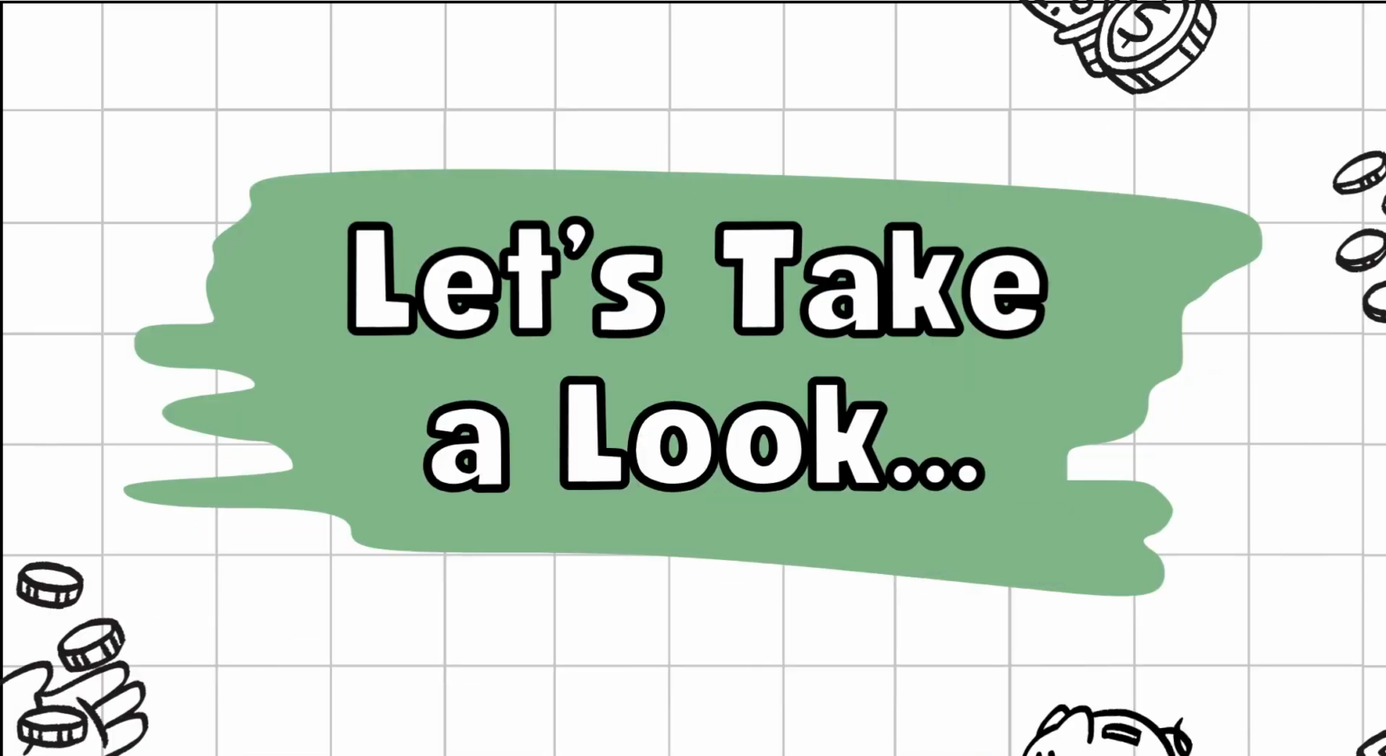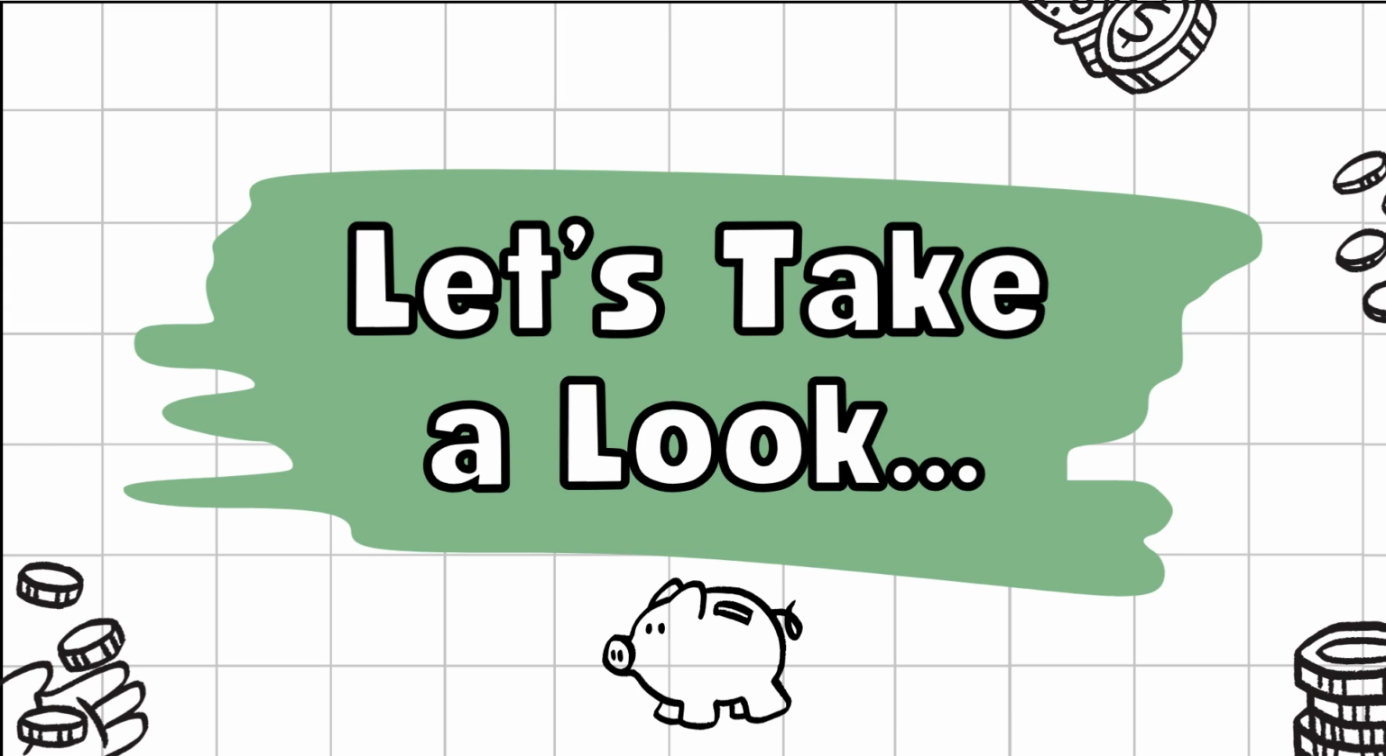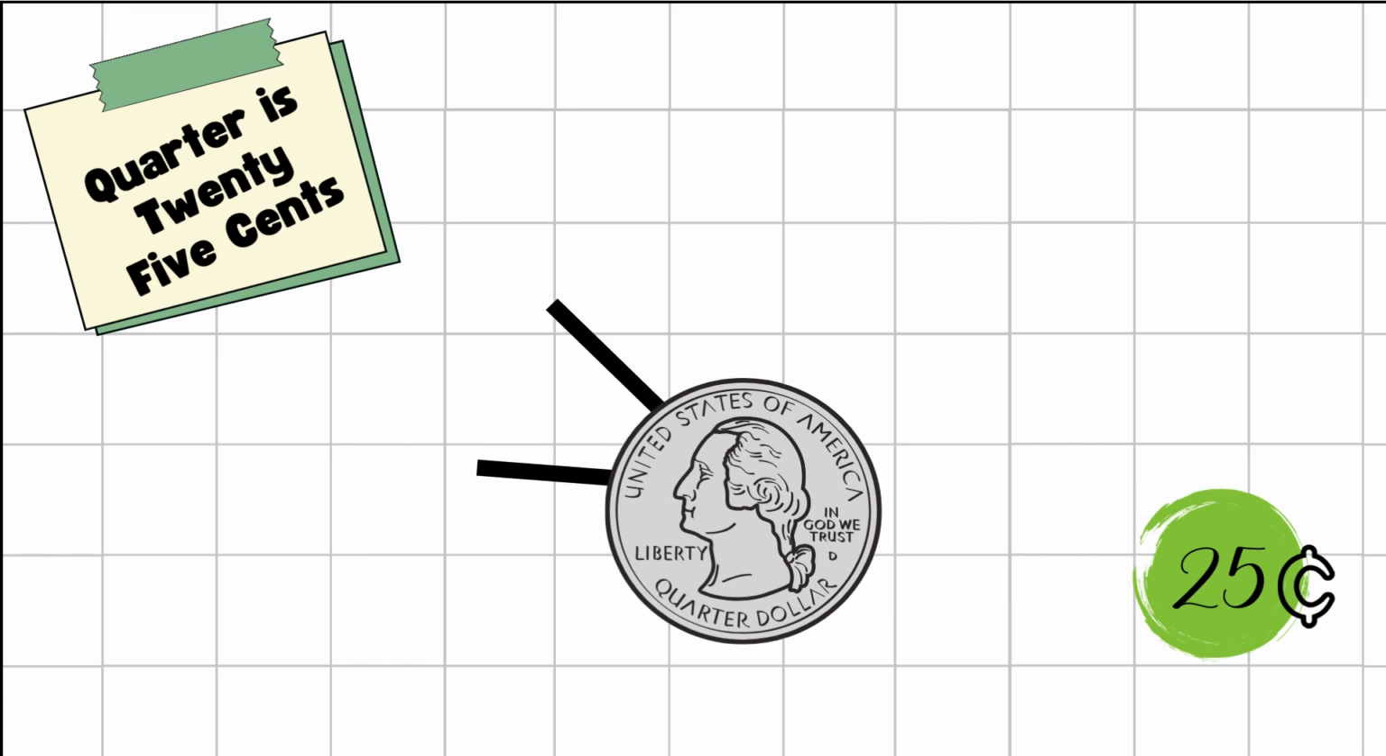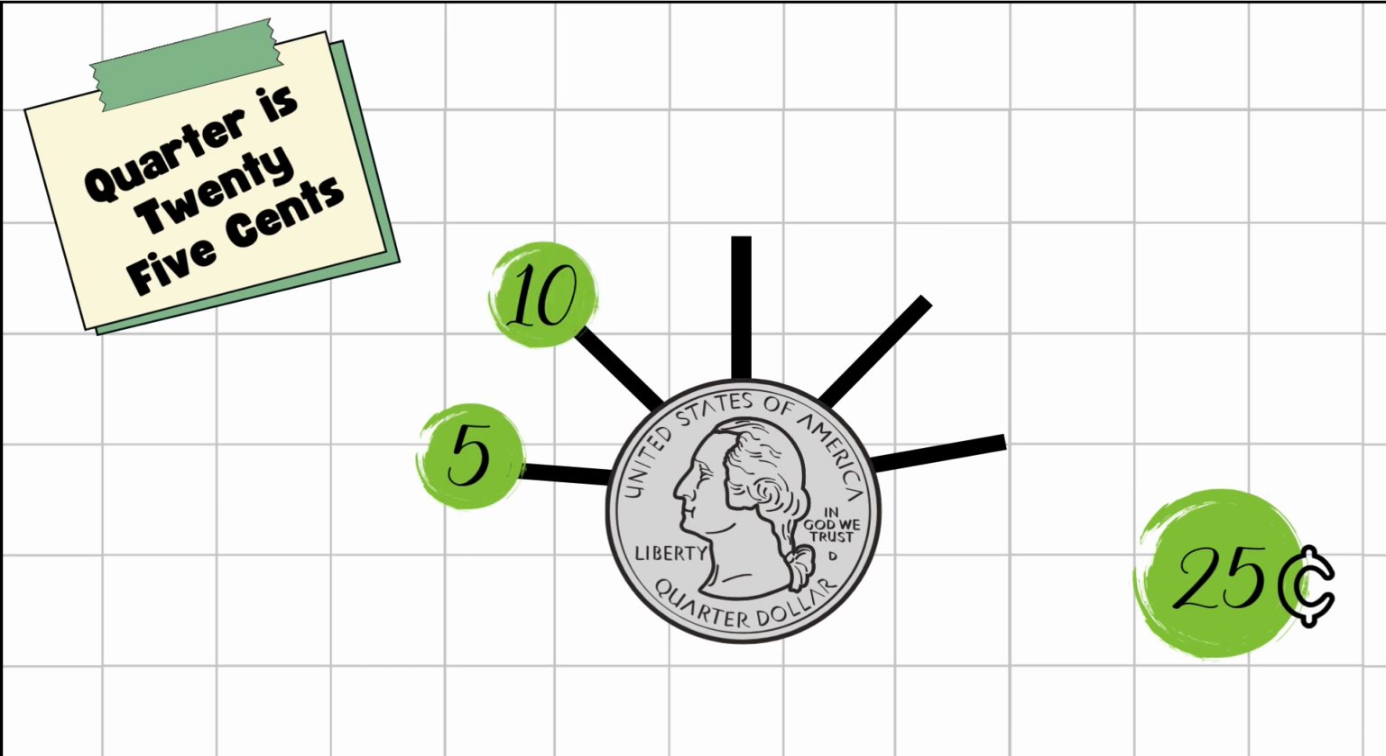Let's see how we can use hairy money strategy to understand the values of each coin and help us count groups of coin values. A quarter is 25 cents, so it will have 5 hairs. Let's place 5 hairs on the quarter. 1, 2, 3, 4, 5. Now let's use the hairs to skip count by 5 until we reach 25 cents. 5, 10, 15, 20, 25.